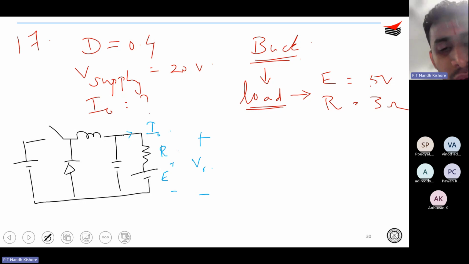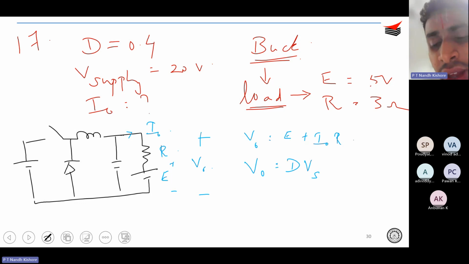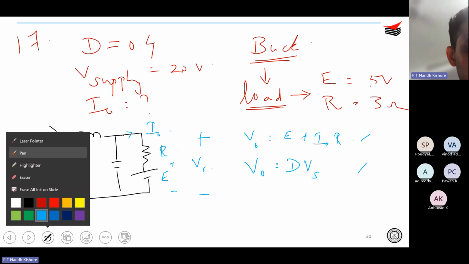If you find out what is V naught, it is going to be E plus I naught times R. This is one. Second, for a buck converter, V naught is D times V in, or the V supply. So both of them are given over here. You can just find out what is I naught, right? You just cross substitute and you get it.